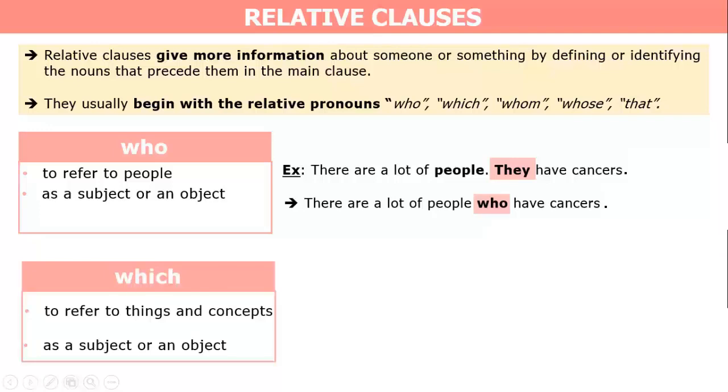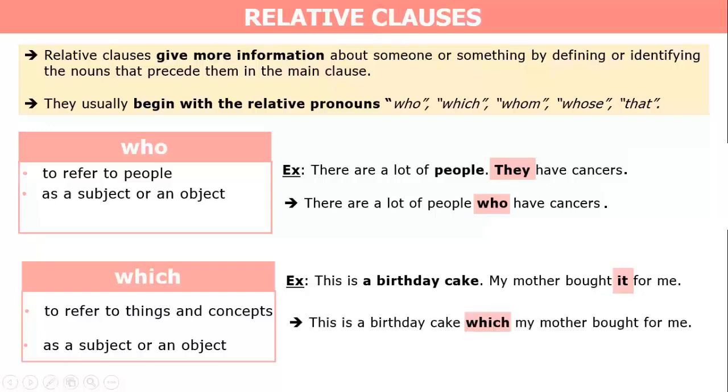Secondly, which is used to refer to things and concepts. It acts as a subject or an object. For example, we can see that it is an alternative object for a birthday cake. So, we have to use the relative pronoun which in the sentence. We have, this is the birthday cake which my mother bought for me. 2 minutes for you to copy down.